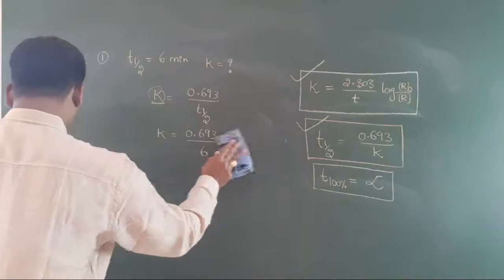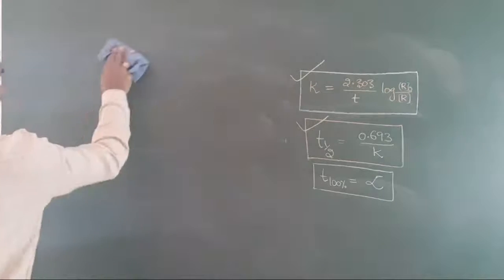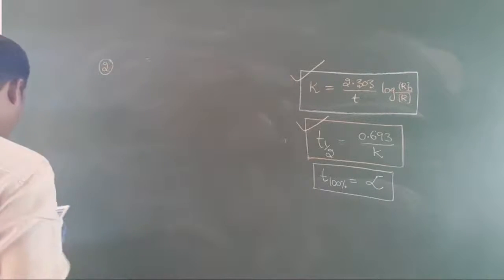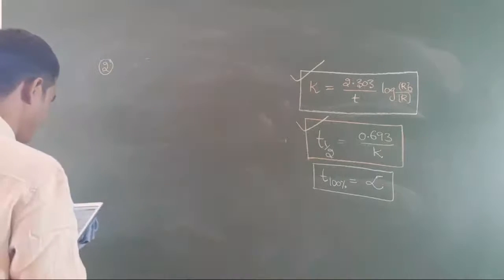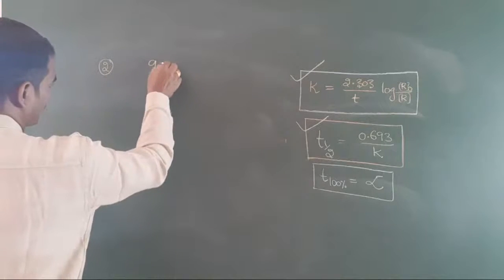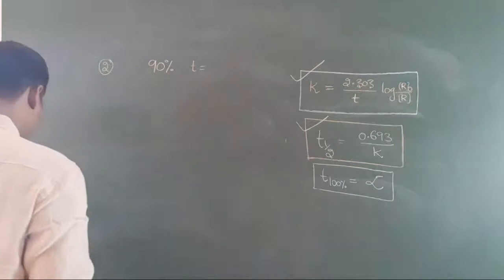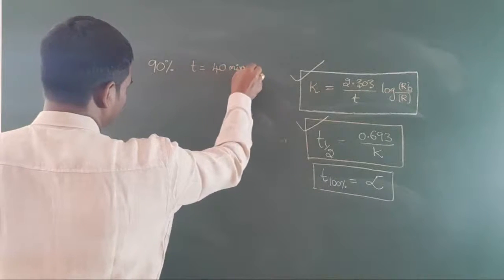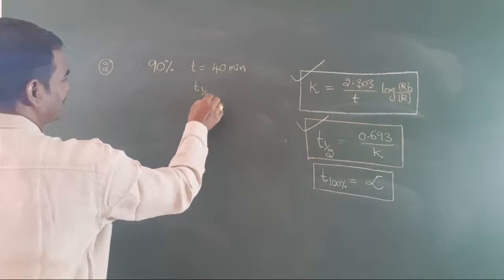Take it down. Next model, question number 2. A first order reaction is 90% completed in 40 minutes. Calculate the half-life.